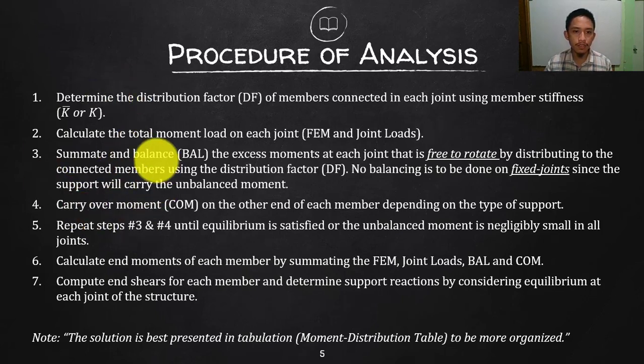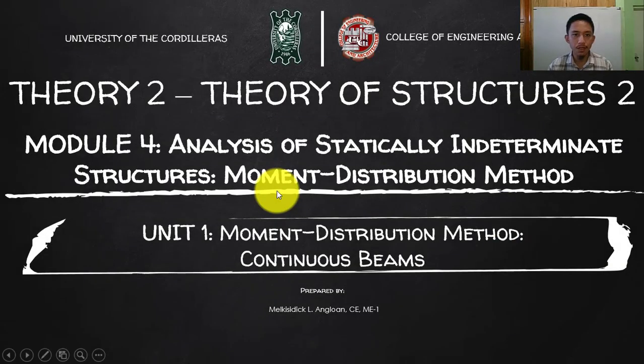Then, if there is still an unbalanced force, you need to carry over that one, so another excess moment on the joint. Again, you need to balance that up to the time that you end up with equilibrium, or until your unbalanced moment is at least negligibly zero. Okay, so that is the procedure of analysis. You will better understand that if we go on to an example. Let's try to have this one.